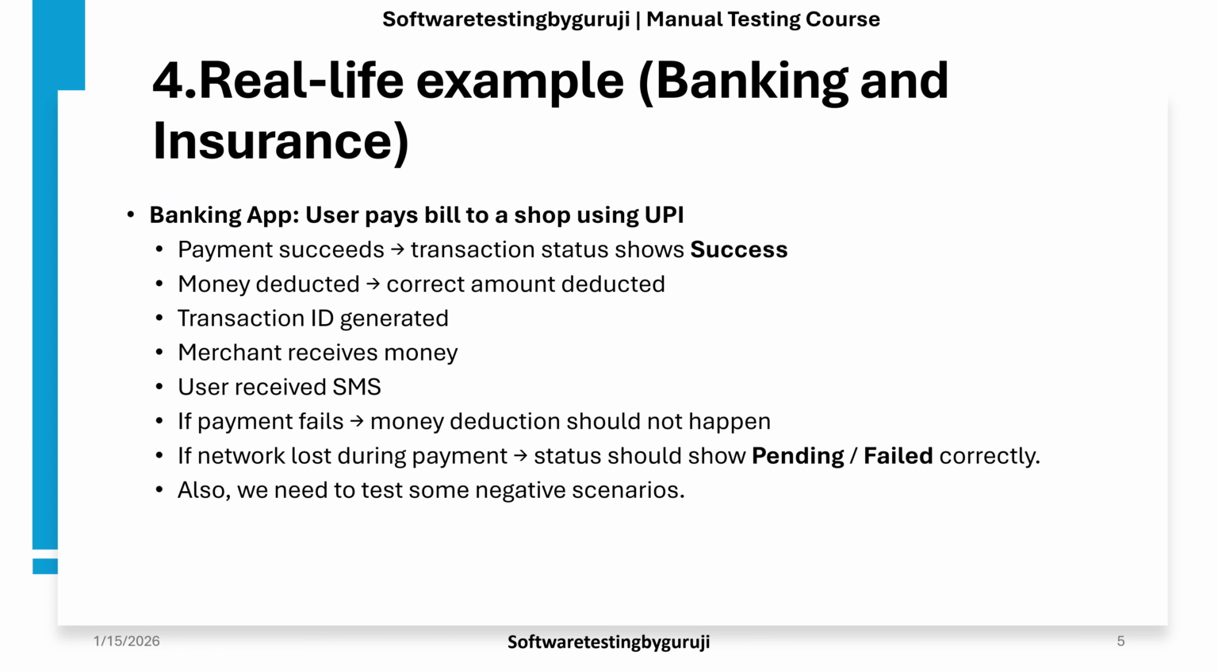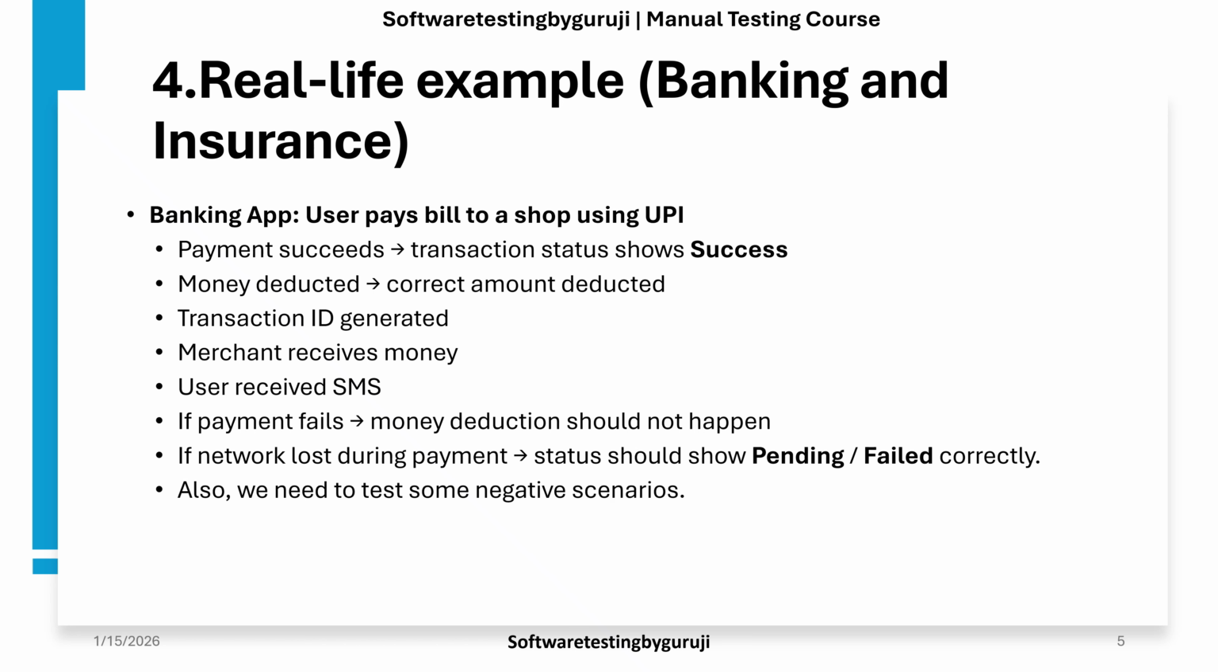Then next, we will see a real-time example for the banking and insurance domain. First, we will see the banking app. Here, the user wants to pay a bill to a shop using UPI. So what exactly will we test here? Payment succeeds, transaction status shows as success.